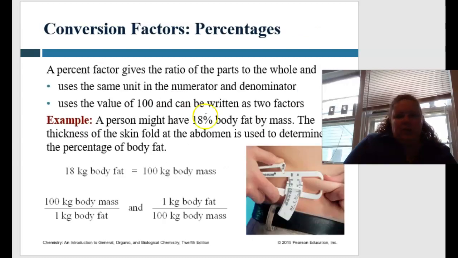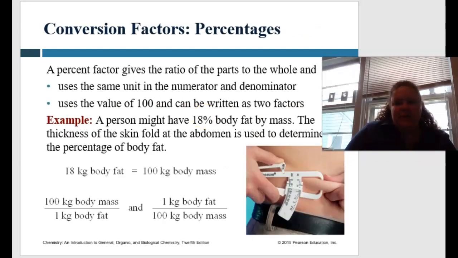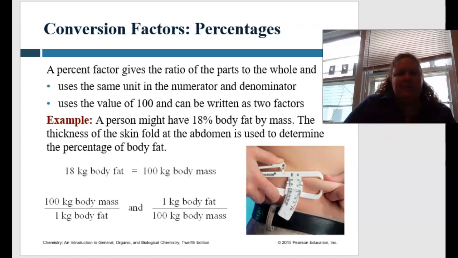All right, so going on to percentages now, building on top of this. The percent factor gives the ratio of parts to the whole, and it uses the same unit in the numerator and denominator. And it uses the value of 100 and can be written as 2 factors. Okay, so a person might have 18% body fat by mass. This is the thickness of the skin fold at the abdomen that you can see here with the little pincher guys, and is used to determine the percentage of body fat.